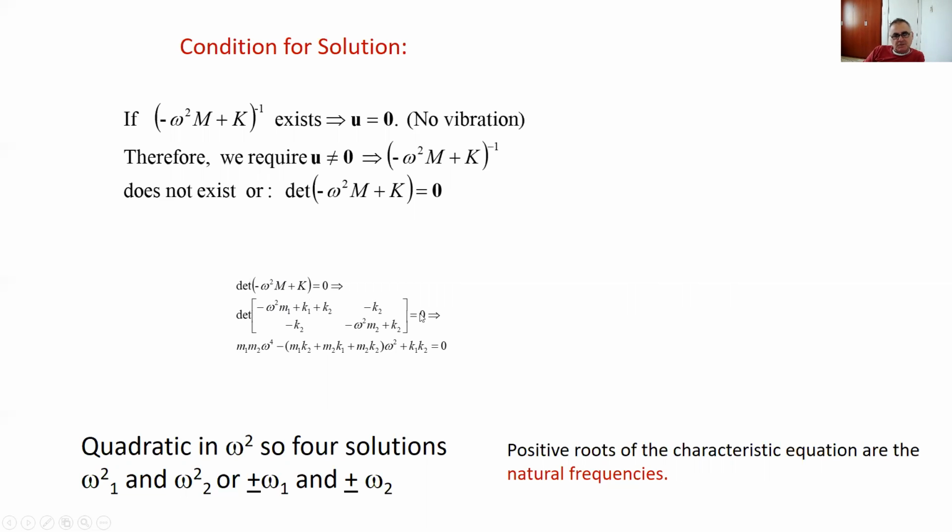And if you take the determinant and equate it to 0, you get a fourth order equation in terms of omega. Actually, it's fourth order, but it is quadratic in omega squared. So you get mainly two solutions, two actual symmetric solutions for omega 1 squared and omega 2 squared. And the positive solutions of this characteristic equation are termed the natural frequencies of the system. So a 2 degree of freedom system has two natural frequencies.